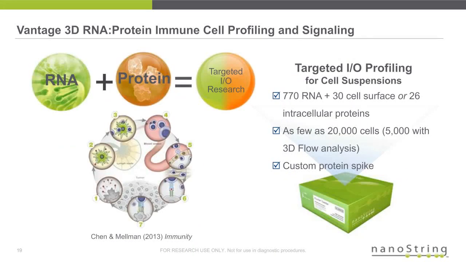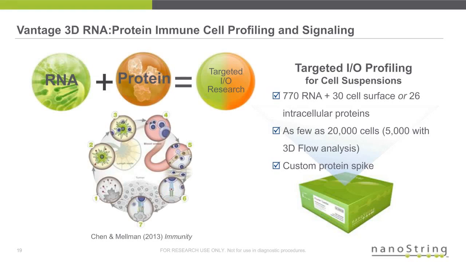So I'm going to jump from that and kind of then bring it together where we're looking at both RNA and protein. So these are our Vantage 3D assays. So in this one in particular, looking at the immune cell profiling and signaling assays. So again, we're looking at RNA and protein together. The panels that we have available today include 770 RNAs, and that's that pan-cancer immune profiling panel that you saw before. And then you can look at that in combination with either 30 cell surface markers or 26 intracellular markers.